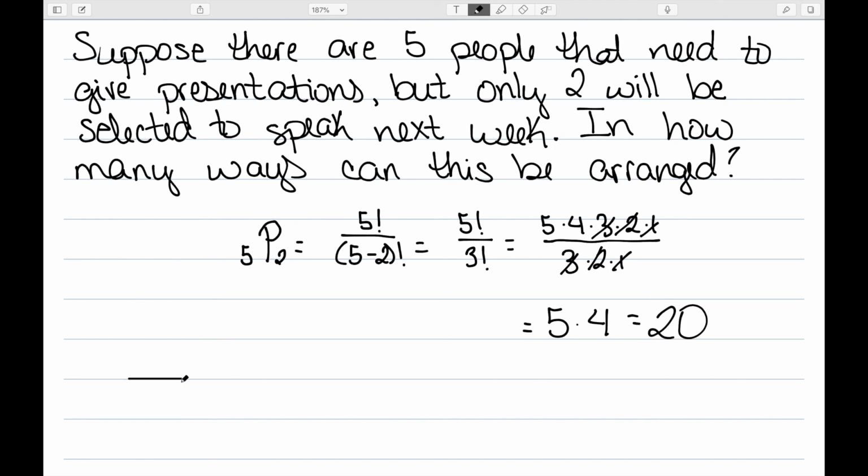On the other hand, if we used our fundamental counting principle rather than this permutation rule, there are 5 people we could have picked to present first. We're now down to 4 to present second, and we get the exact same result.